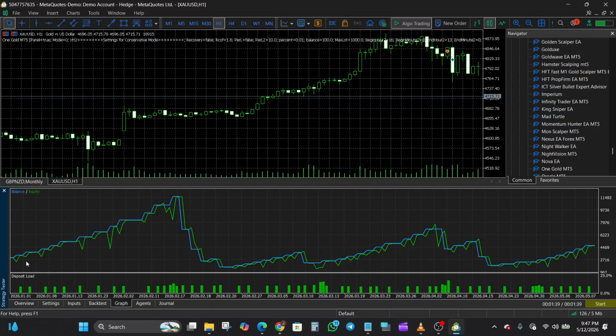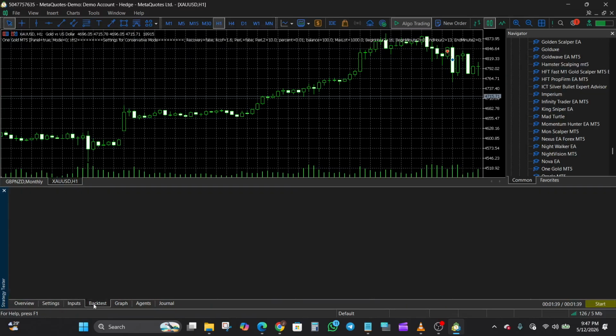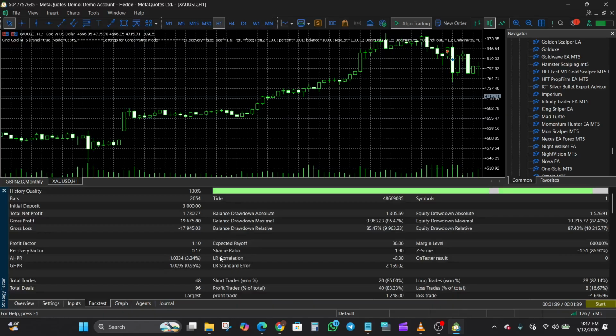Because there were times when there was a consistent increase in the balance and equity, and then suddenly there was a consistent decrease, and then again we had a consistent increase and then a decrease. This is just a wave-like movement in terms of the balance and equity. Anyways, let's head over to the actual backtest results, and let's see.